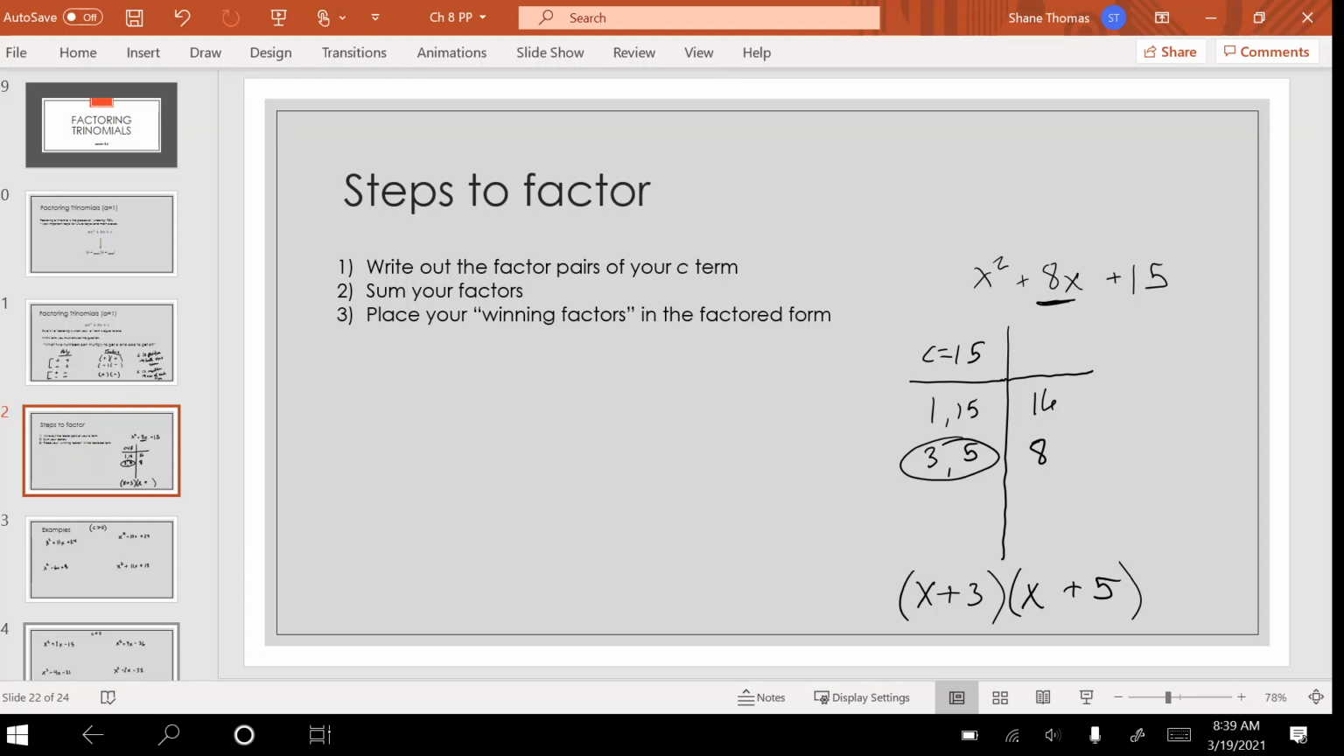3, 5. Not bad, is it? It's not bad whenever it's a positive C term. All right, let's do another one.